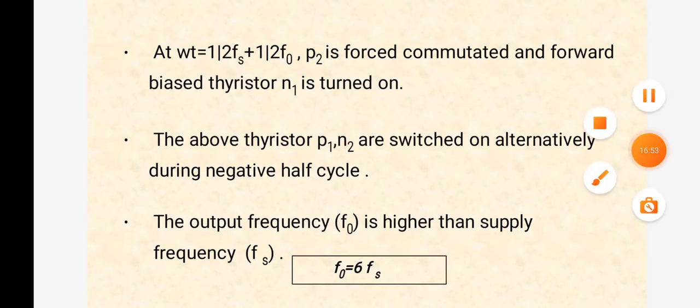And now we will watch one YouTube lecture about the single phase center tapped cycloconverter.